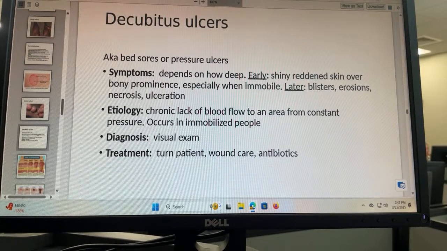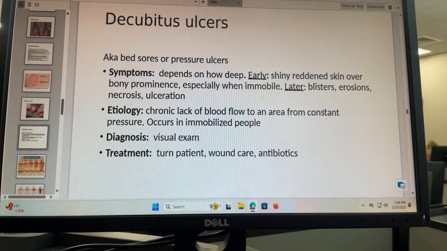So symptoms of this depend on how deep the ulcer goes. There are 4 stages of decubitus ulcers, stage 1 to stage 4. The early symptoms are just an area of shiny red skin over a bony prominence. A bony prominence is an area like the elbow, or your tailbone, but the side of your arm is not. Basically you can put pressure on it, and the bone will put pressure on that area of skin.